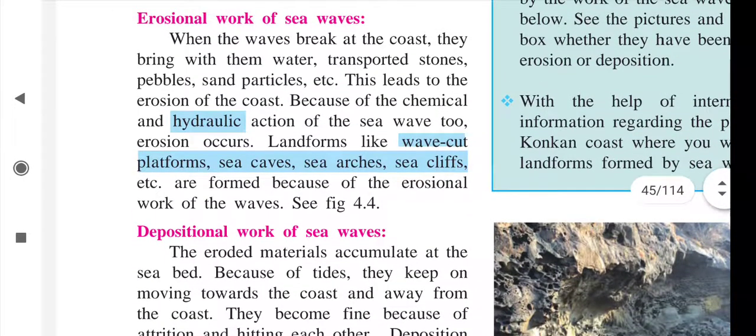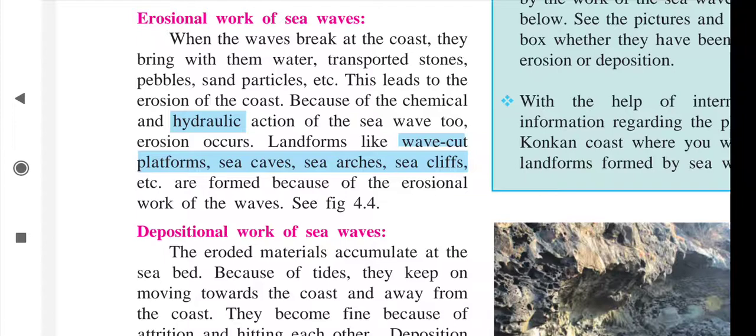Now we will see the erosional work of the sea waves. When the waves break at the coast, they bring with them water. See, when the waves break, at that time they bring water, transported stones, pebbles and sand particles, etc. This leads to the erosion of the coast. So when the waves are coming, with the waves these things are there, transported stones, pebbles, sand particles, and due to that erosion takes place.